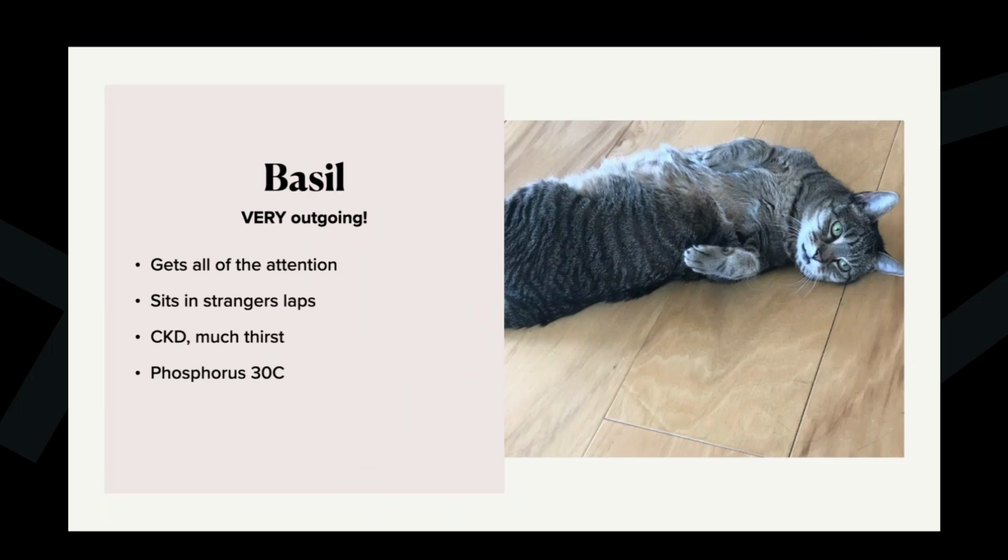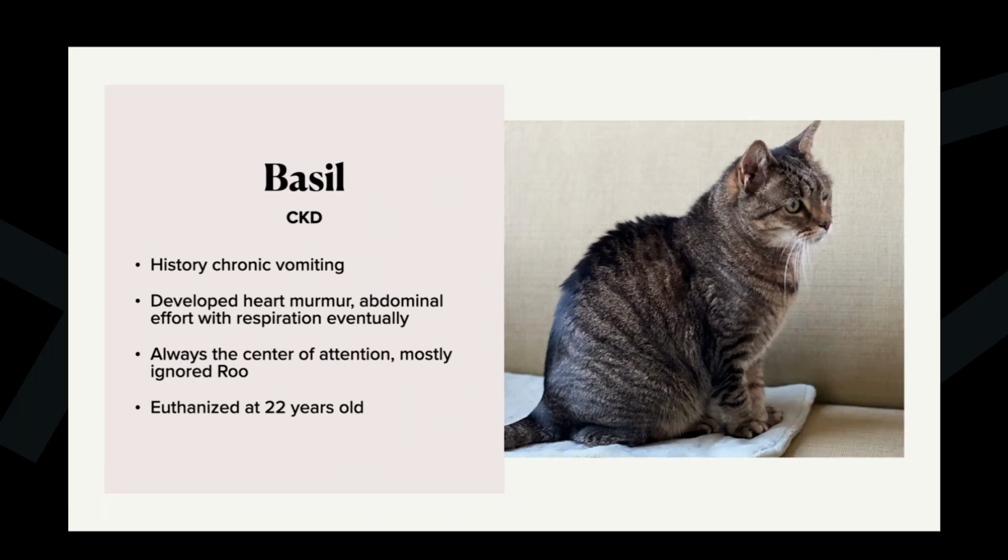Sometimes it's a little challenging. Catinfo.org is a nice website if they need a little help with that. Anyway, she got phosphorus 30C. She had been chronically vomiting for a while. She lived to be 22, so I saw her for several years.